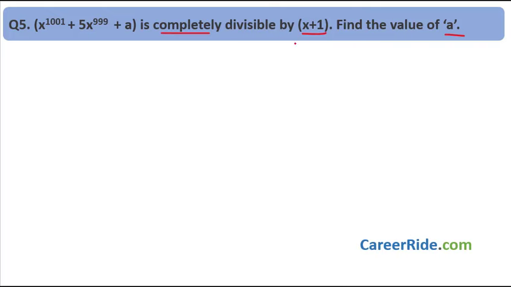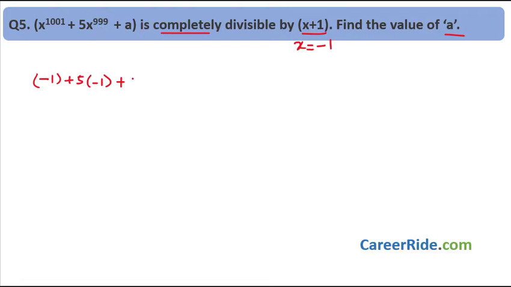From here, what do I have? I have x is equal to -1. Okay, and this is all I have to place in my expression here. So -1 to the power 1001. This is an odd power, so it is going to give me -1, plus 5 into, again, x is -1 and it is to the power odd. 999 is an odd power, so it is going to give me -1 again.